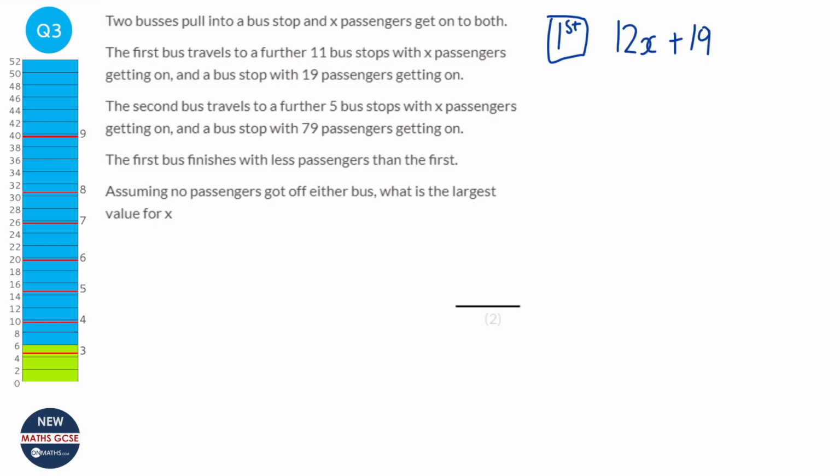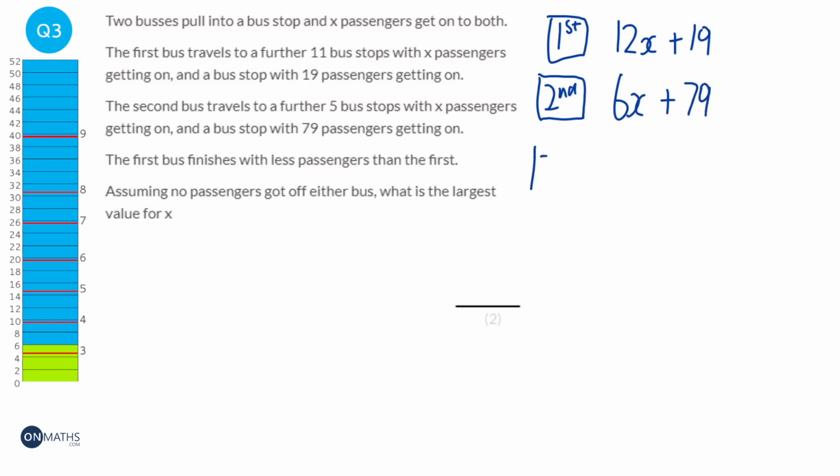So plus 19. Now for the second bus, well, we start with x and a further 5x come on, because 5 bus stops with x passengers, so that's 6x altogether. And then 79 get on. And it says the first bus finishes with less passengers than the second. So the first bus finishes with less. And the way we show that is with this inequality here.